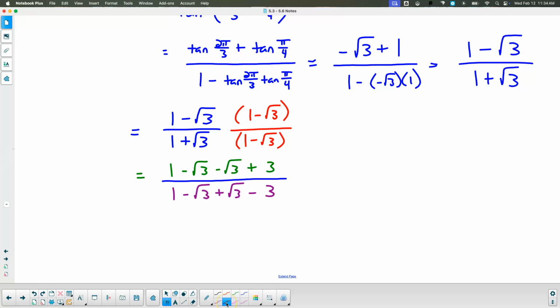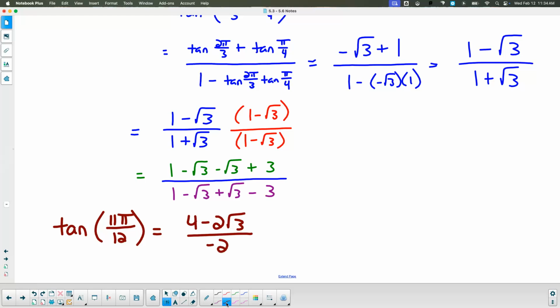So the tangent of 11 pi over 12 should be 4 minus 2 square roots of 3 all over negative 2. Do I like that? I don't like that. Nope. I do not like that.